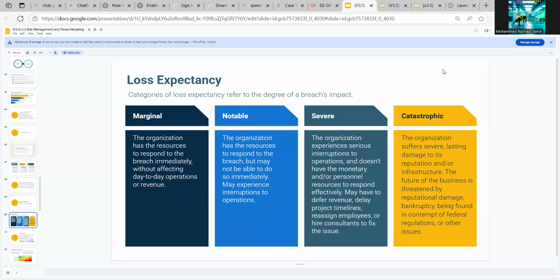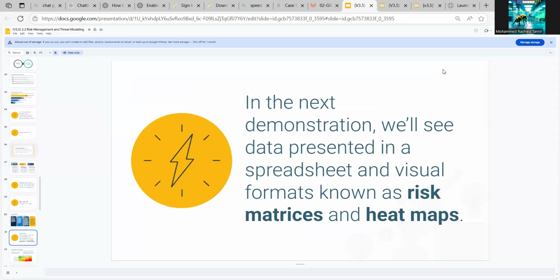Then catastrophic: the organization suffers severe lasting damage to its reputation and/or infrastructure. The future of the business is threatened by reputation damage, bankruptcy, being found in violation of federal regulation, and other issues. In the next demonstration, we will see data presented in a spreadsheet and visual format known as a risk matrix and heat map.